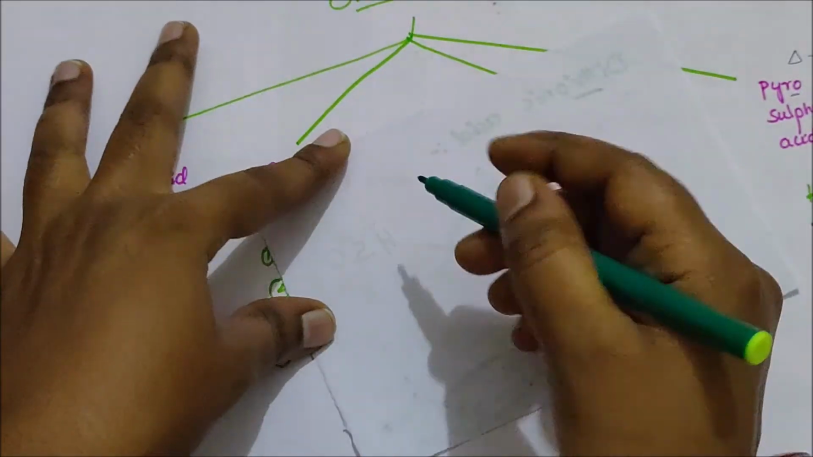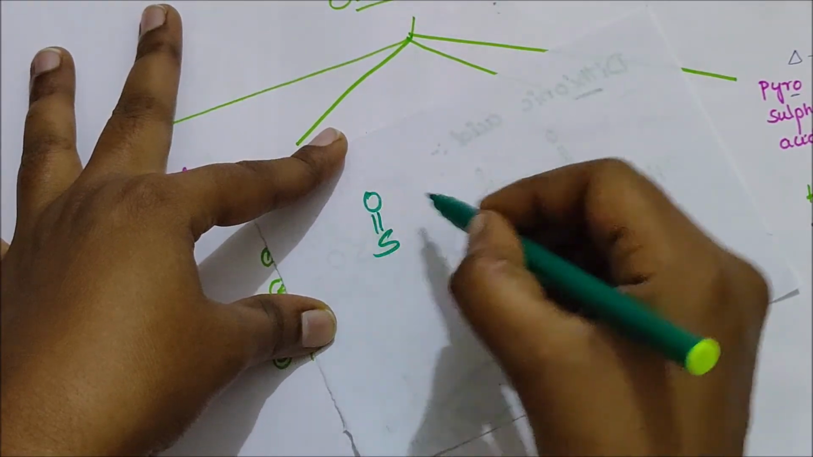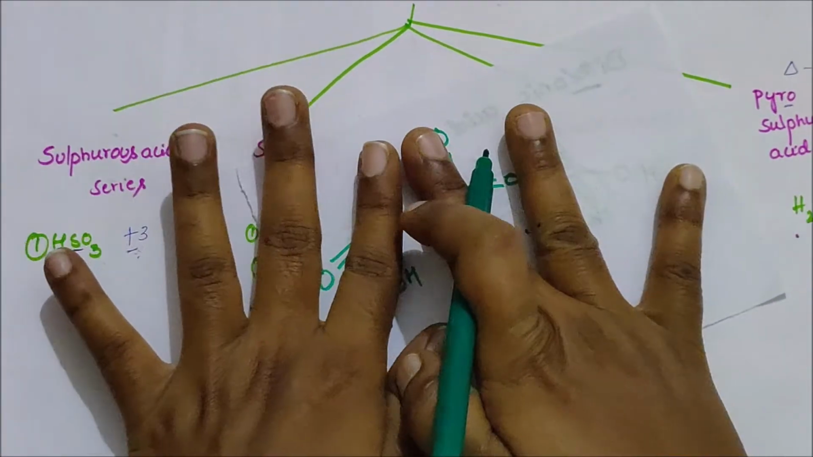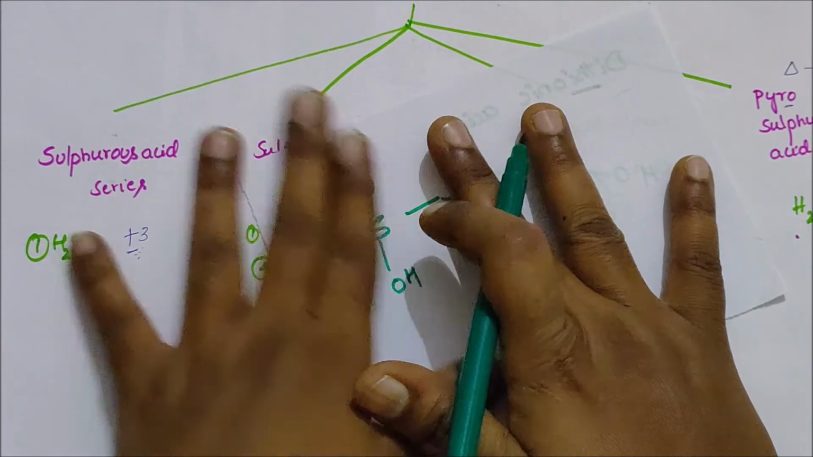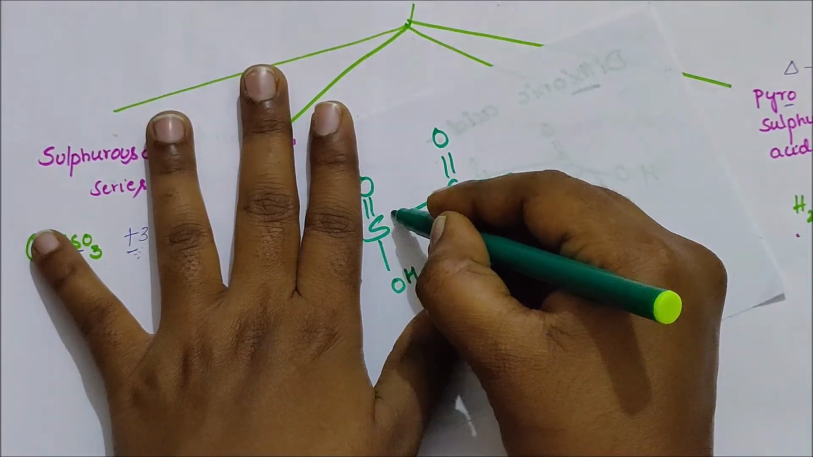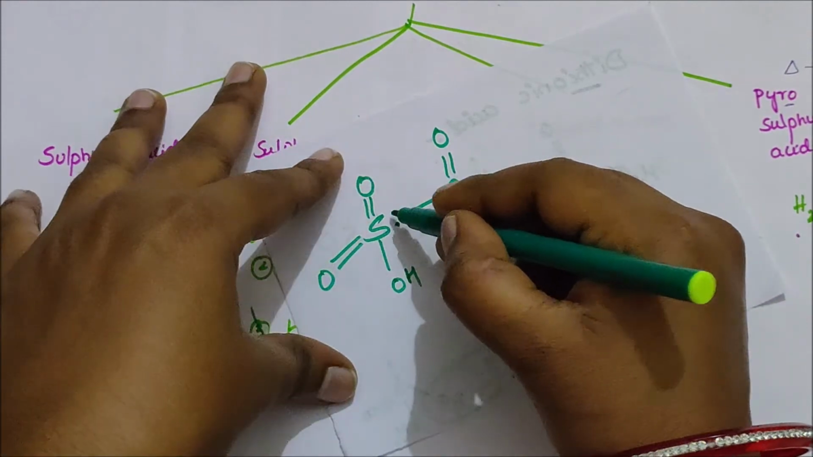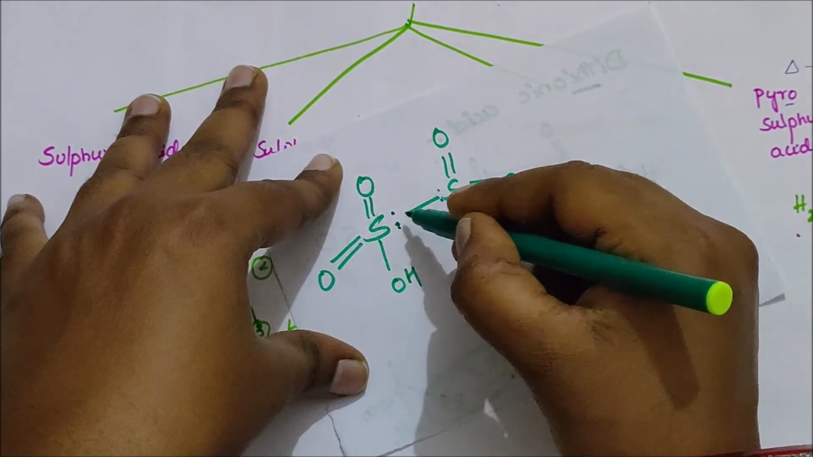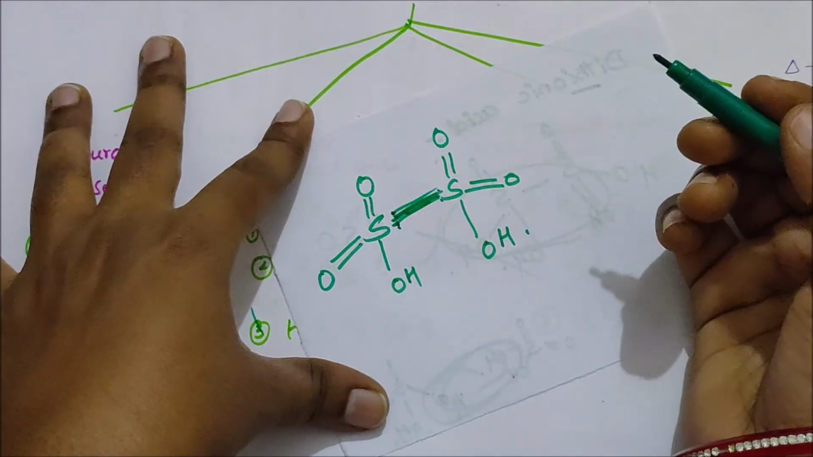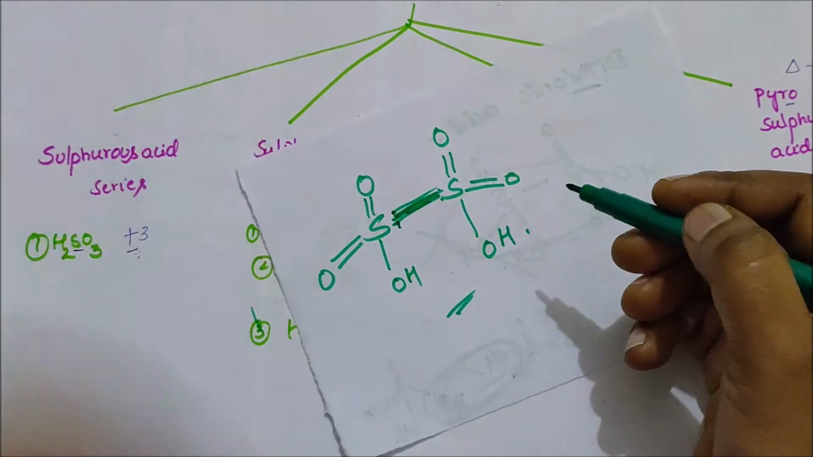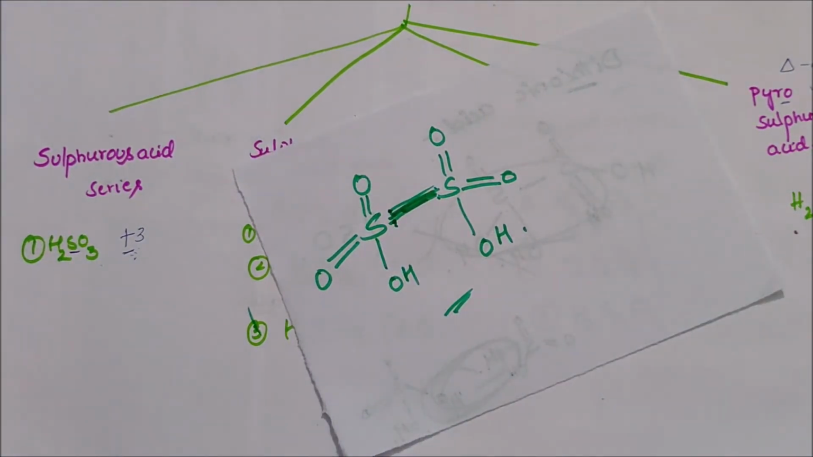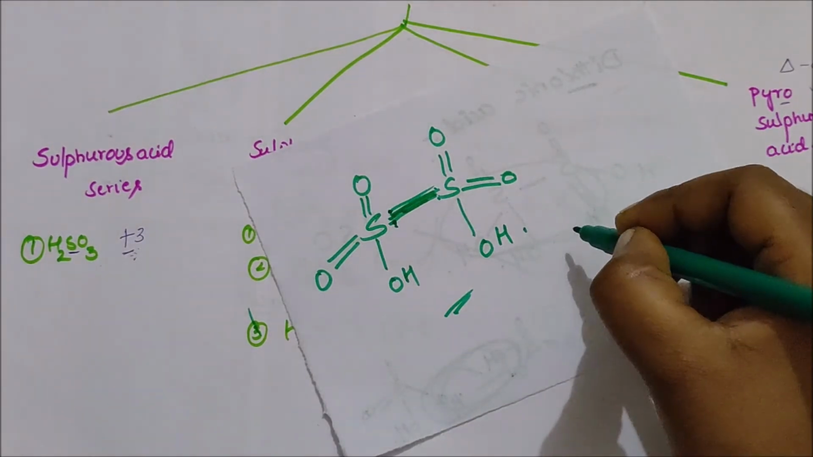I can write it as S double bond O, S double bond O. These sulfur atoms are HSO3, HSO3. Each sulfur atom contains a lone pair of electrons. So, sharing to form one bond, this is called dithionic acid. The formula can be written as, how many hydrogens are present?